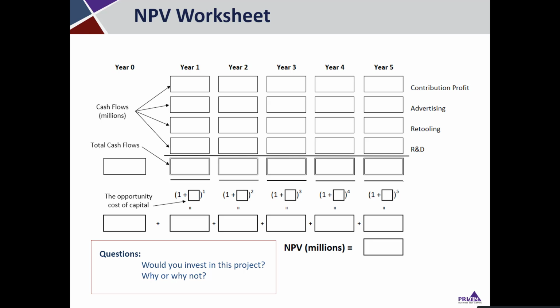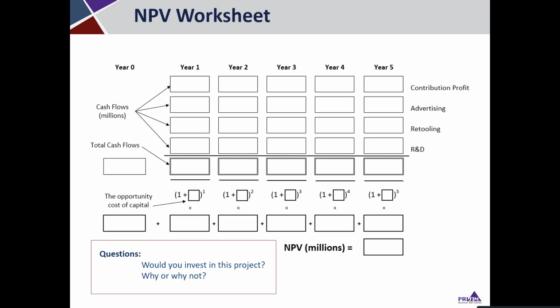So the flow of the worksheet here is that for each year, you're going to do the following. First, you'll put in the undiscounted cash flows from the bar chart into the top set of fields, and then you'll total the cash flows for each year. And then you'll divide that total for each year by the quantity you see, which is 1 plus the opportunity cost of capital from the case study.